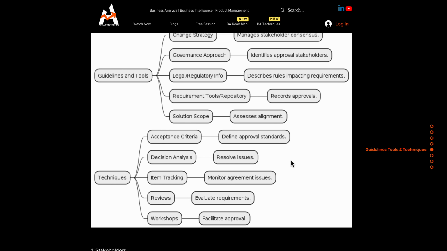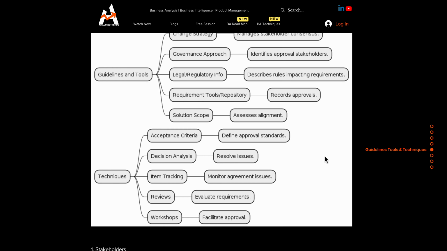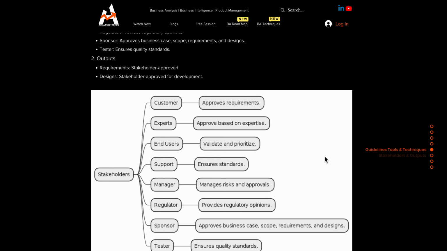Some of the techniques mentioned here can be used in order to get approval for the requirements and design based on acceptance criteria, because you are defining what exactly the requirements are. Item tracking, reviews, workshops to facilitate the approval, decision analysis, all these can be used in order to approve the requirements.